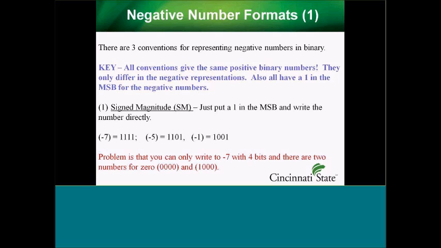So once they're doing signed math, they adopt the convention that if there's a 0 in the most significant bit, it's a positive number. If there's a 1, it's going to be a negative. And that's the way it is for every system that they use.